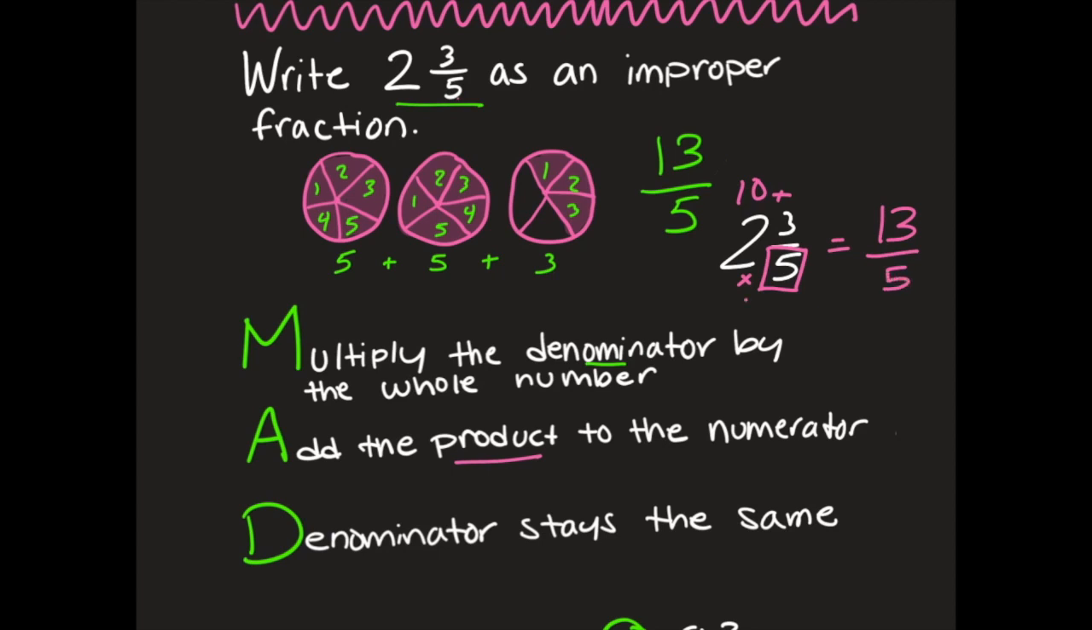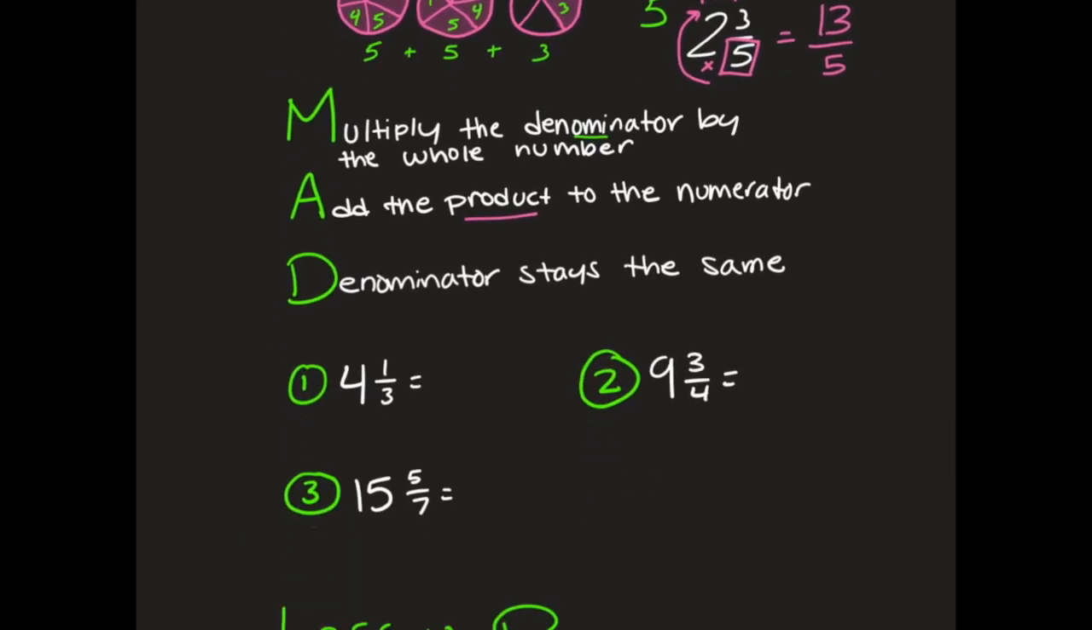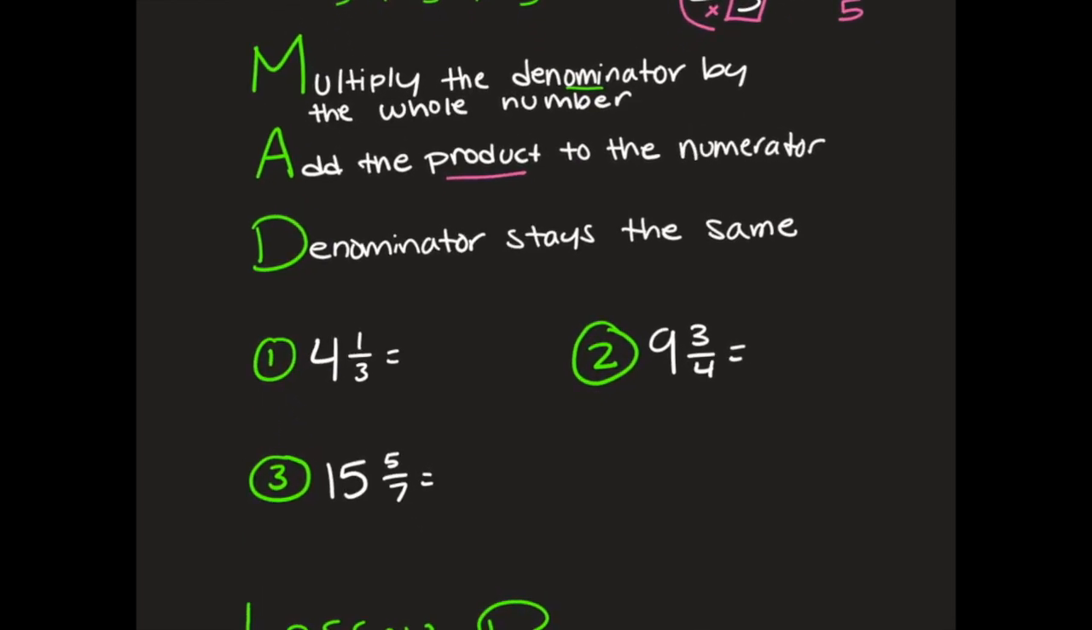So it's kind of like this circle. Multiply and add, multiply and add. Denominator stays the same. Multiply, add, denominator stays the same. M-A-D. So we've got a few to practice, and then it's your lesson practice. So remember, multiply, add. Denominator stays the same. Sometimes I like to go in and put my denominator as the same already.